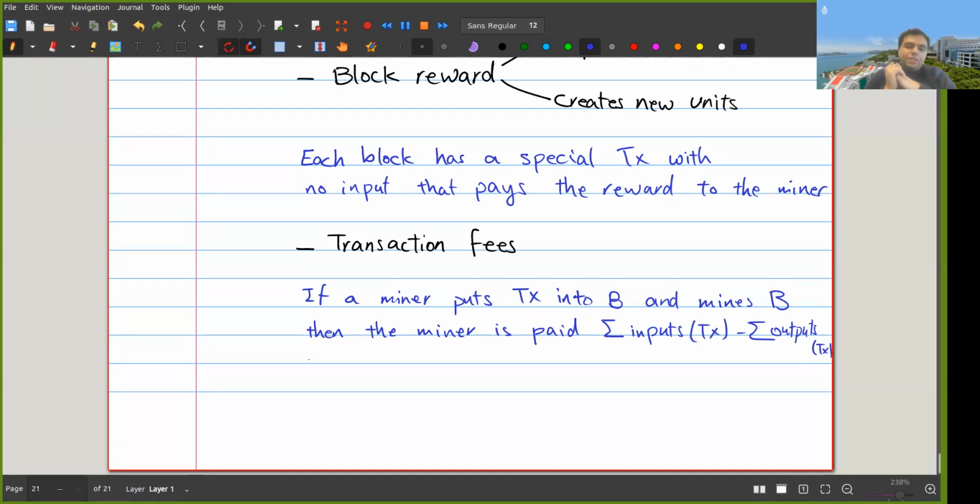Okay. And generally, if you have an urgent transaction that you want to go into the very first block that comes out, a good way of making sure that your transaction will be there is to pay a large transaction fee. So the more you pay in transaction fees, the more incentivized the miner is to put your transaction into the block and mine it.